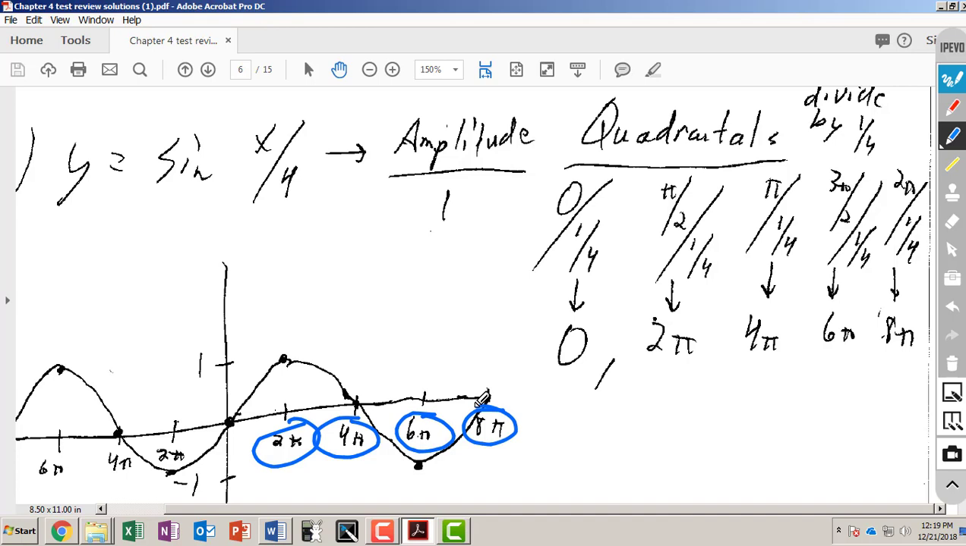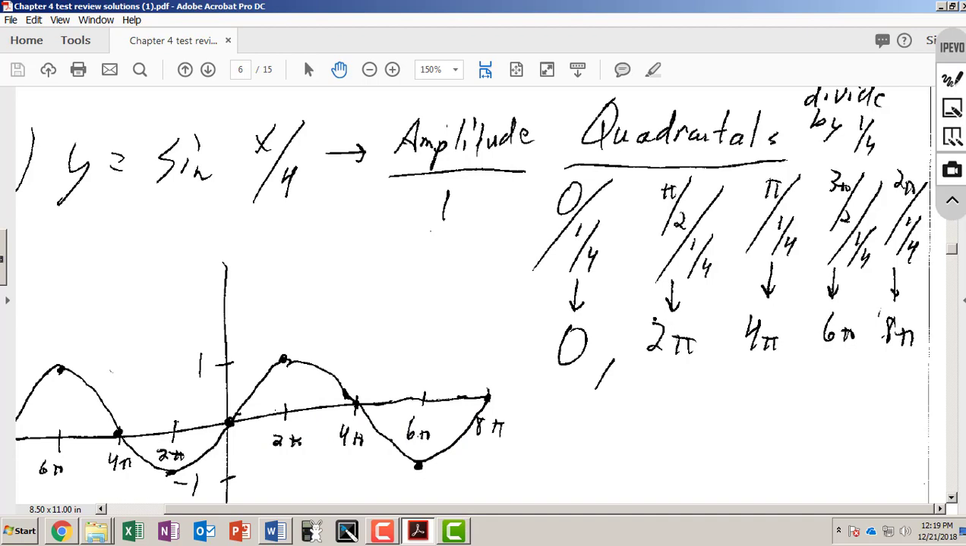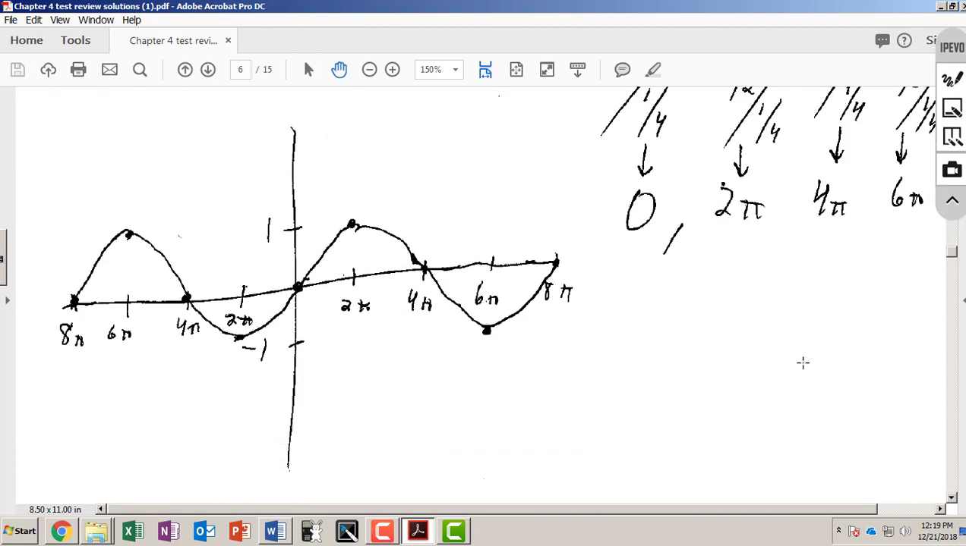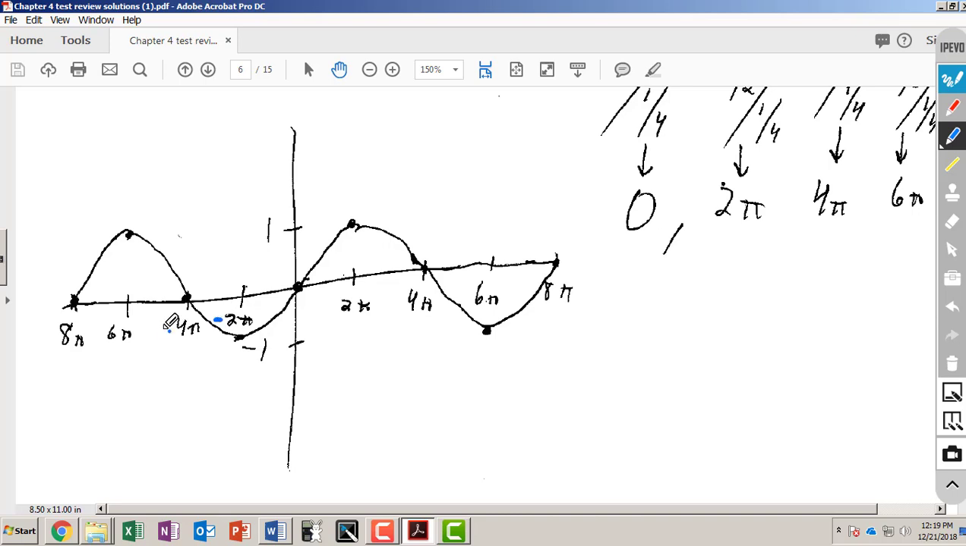Those are my main points that are going to be used for my graph. And then you'll notice that I just go ahead and put in the negatives also. So I'll slide this over and slide up a little bit so you can see the negatives. I forgot to write the negative signs in there. So make sure you remember this is negative 2 pi, negative 4 pi, negative 6 pi, and negative 8 pi.